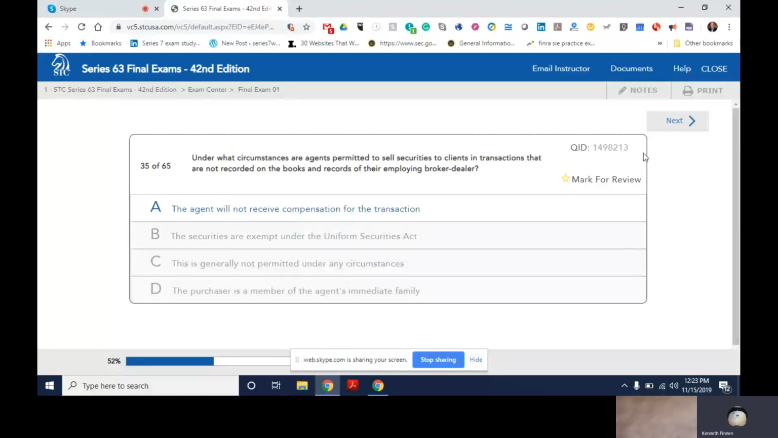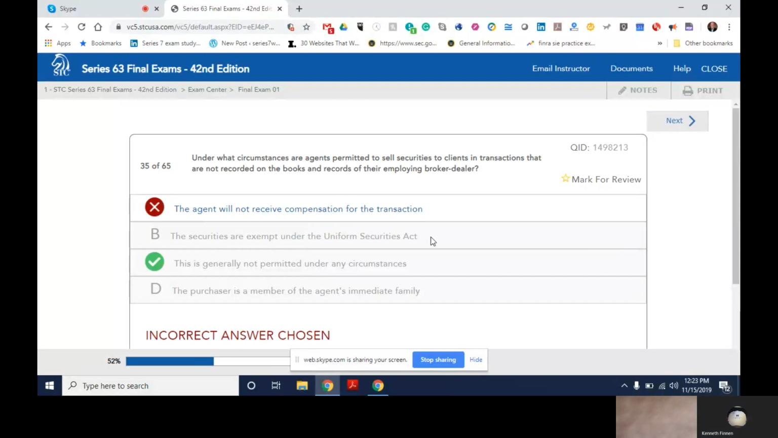If you're just helping out a friend, you'd usually be okay. That's not true. I disagree with that, because the words under any circumstances are bad. If you get permission from your firm, it's fine. As long as you get permission, it's called a private securities transaction. I disagree with this one.